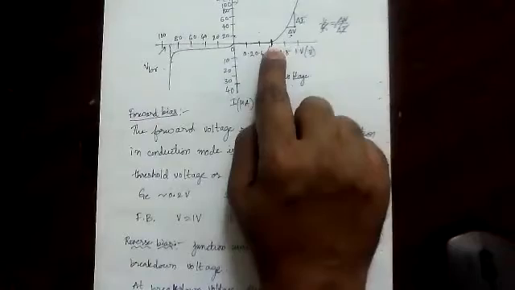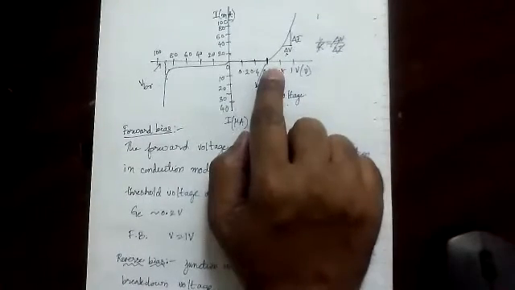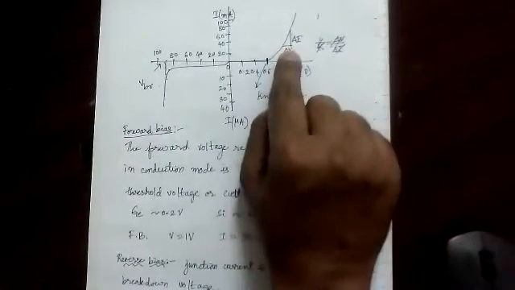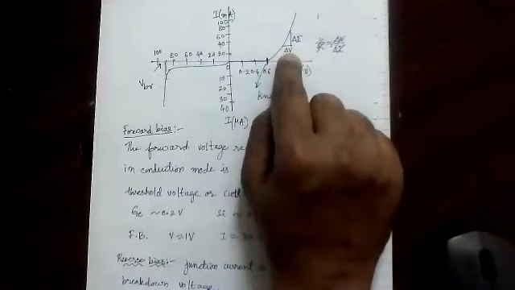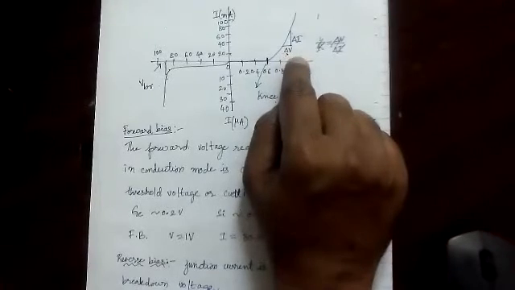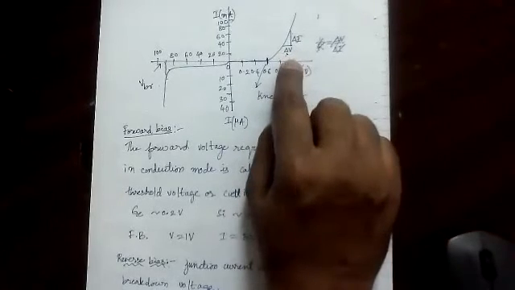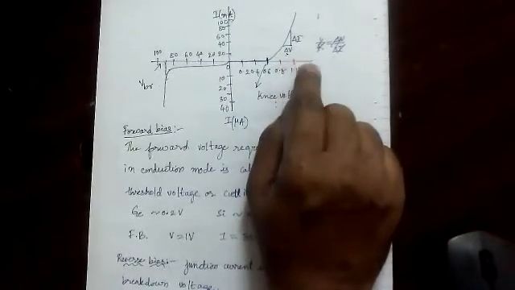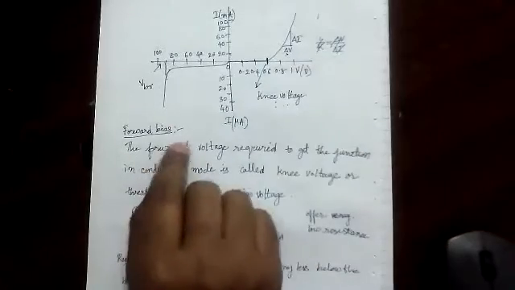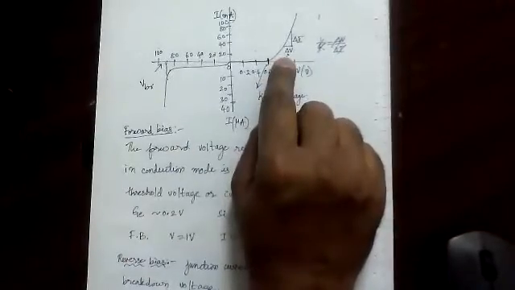Now coming to the VI characteristic, you can see this particular voltage is said to be the knee voltage. If you want to find out the resistance, just use the slope. Find out the slope of this curve, and you can find out the resistance of the diode in forward bias. There is resistance in the forward as well as the backward direction, but in forward it is very less.